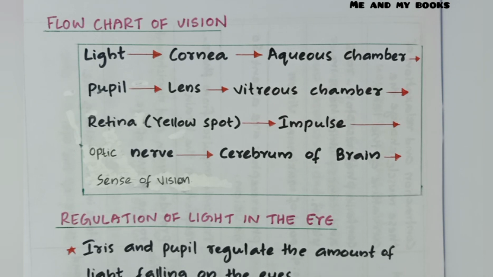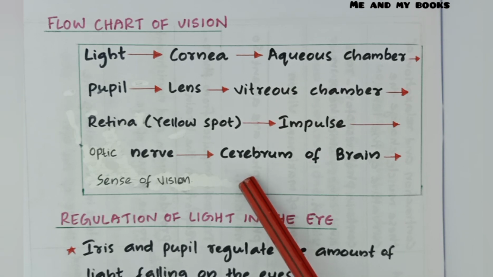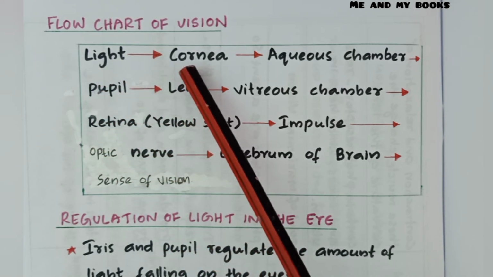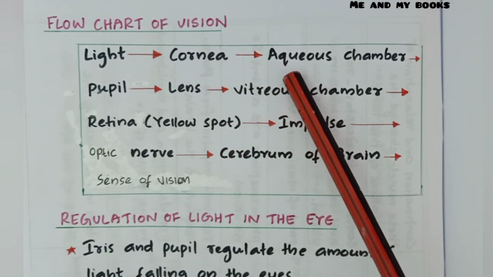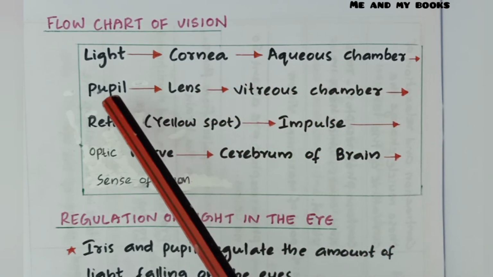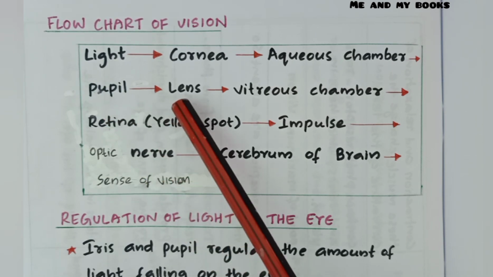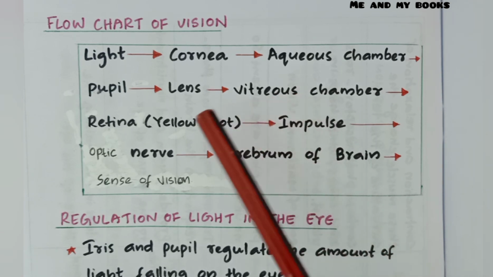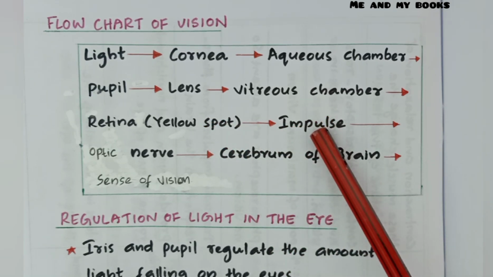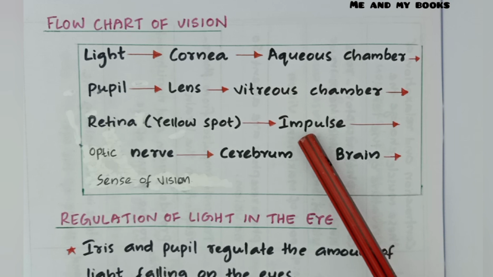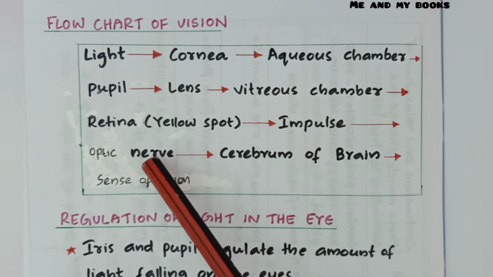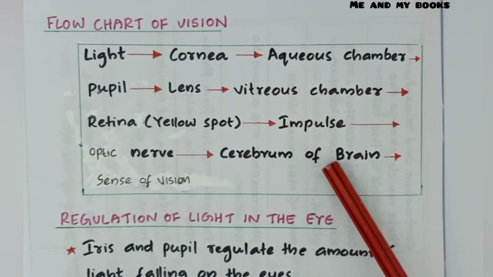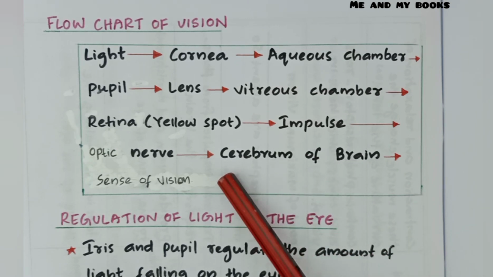Next one, flowchart of vision or flowchart of movement of light through our eyes. First, light is received by which part of the eye? Front part of the eye, that is cornea, and from there it moves through aqueous chamber and then moves through pupil, lens and finally reaches vitreous chamber. From there it falls on yellow spot of retina. Many changes happens from there and finally impulse is formed. Impulse means message. This message or impulses are carried by nerve, optic nerve, to the cerebrum of the brain. So we are able to see the object in front of us.